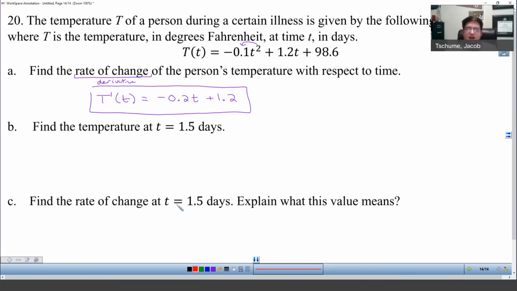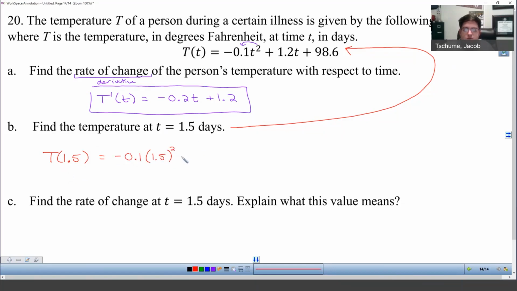Part B says, find the temperature of this person after 1.5 days. Now, it doesn't say anything about rates of change here. So I'm going to take this 1.5, and I'm not plugging it into the derivative I just found. I'm going to plug it into my temperature function given up here. So I want to find T of 1.5. This would equal -0.1 times 1.5 squared plus 1.2 times 1.5 plus 98.6.